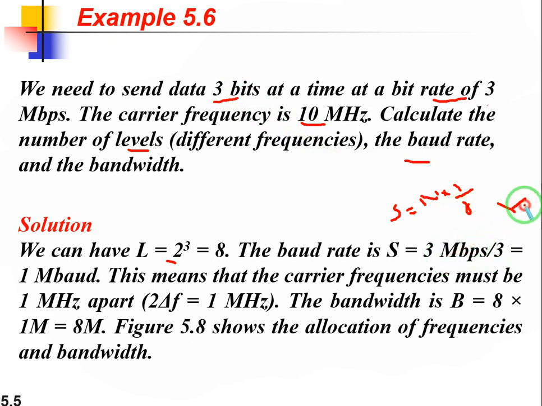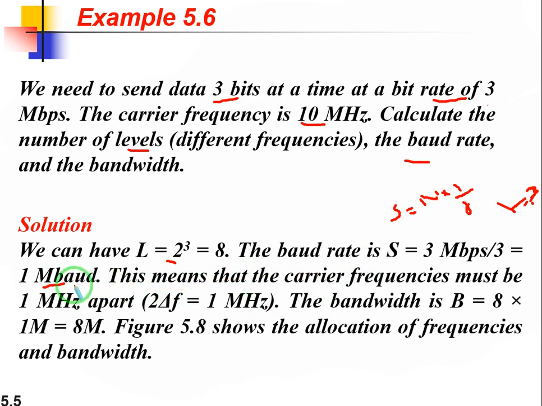r is the number of bits per signal element. We have 3 bits in one signal element, so r will be 3, so it will be 1 over 3 multiplied by the bit rate, so your baud rate is 1 megabaud. Okay, so your baud rate is 1 megabaud. So what can we conclude from this?